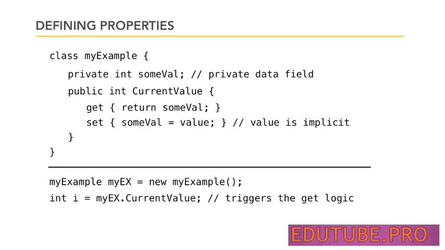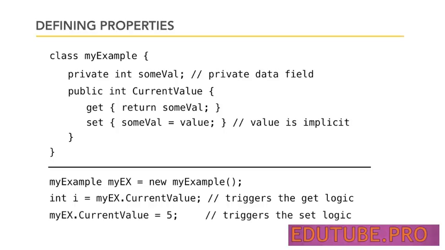And if I wanted to set it, I would do this, myEx.currentValue equals 5, and that will trigger the set logic. And the value of that special value keyword there in the set logic would be set to an integer whose value is 5. And the C# language in .NET just takes care of all that for you. You don't have to declare some argument called value. It just magically shows up.